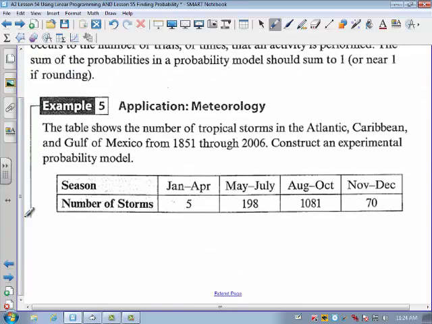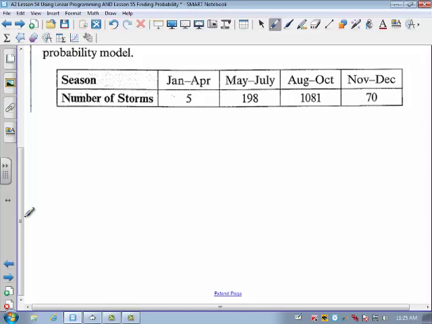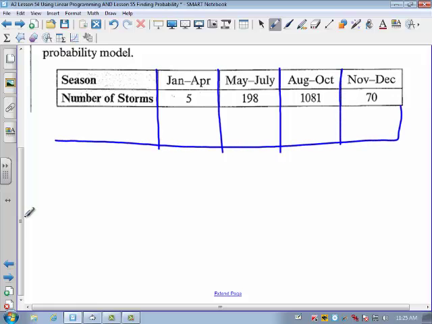Example 5, last example here. This is dealing with experimental probability. It says the table shows the number of tropical storms in the Atlantic, Caribbean, and Gulf of Mexico from 1851 through 2006. Construct an experimental probability model. And they want us to find the probability of a storm happening in each of these times. So for me to find the probability, I need to know the favorable and the total.